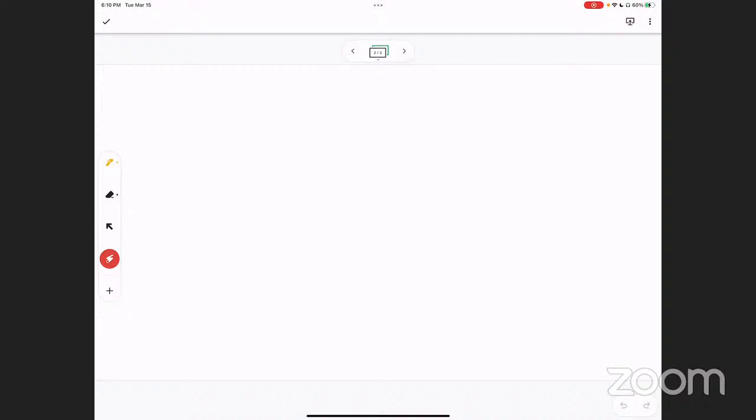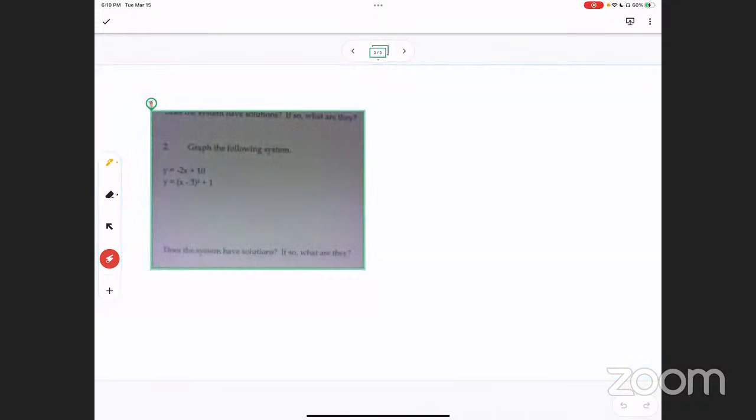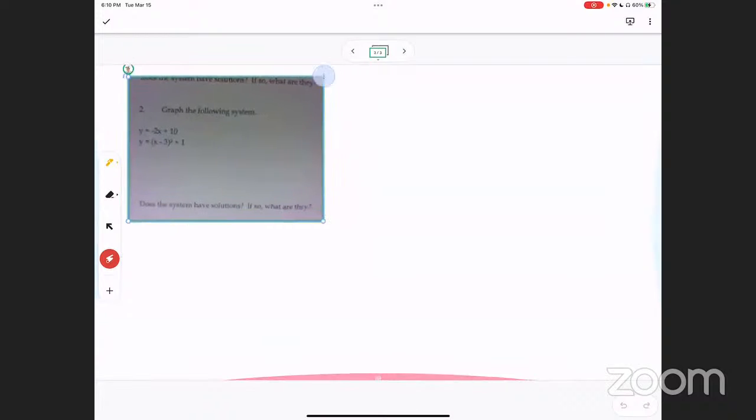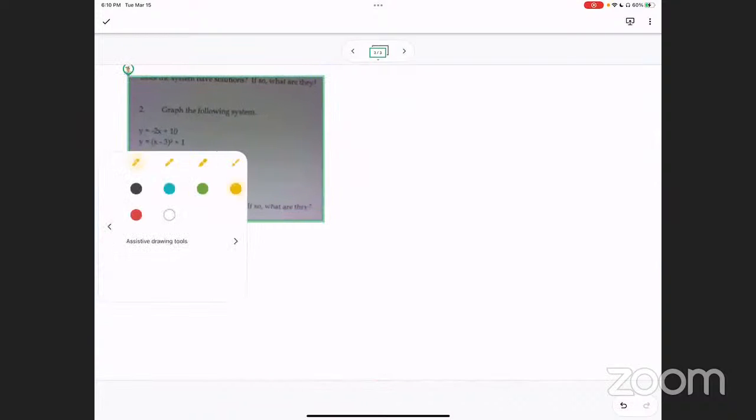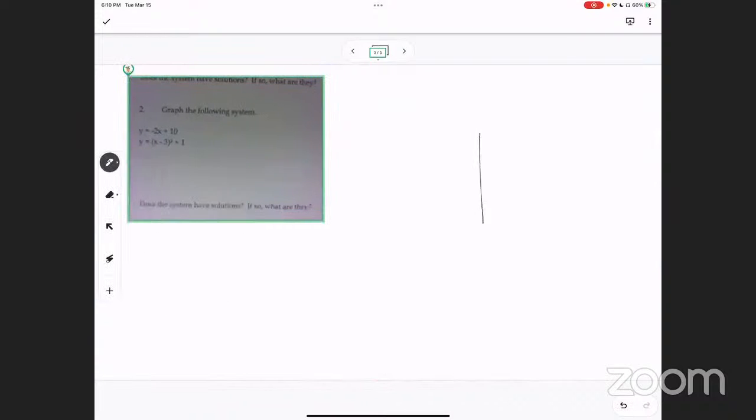Oh, wait. Hold on. Oh, I put it on the third slide. Oh, no problem. All right, graph the following system. All right, let's do this one now. So the XY plane is going to be like this.